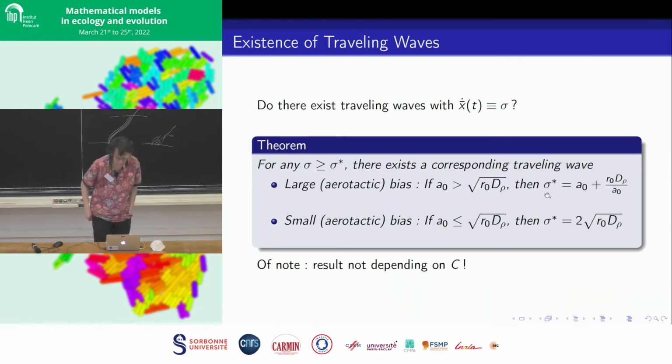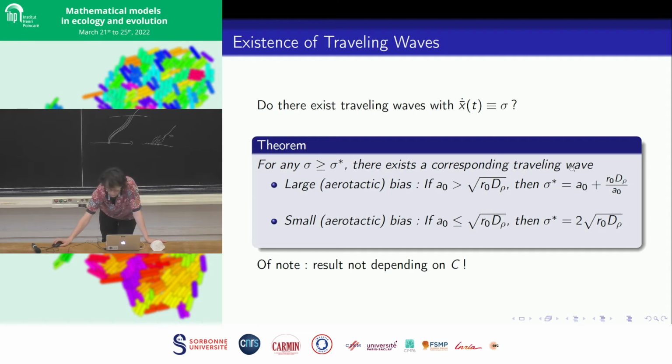Okay. And so the first question is, well, does this model exhibit a traveling wave solution? And the answer in short is yes. So there's a minimal velocity, and for every velocity larger than this velocity, you have a traveling wave. And we have an explicit formula for the minimal velocity. And there's essentially a dichotomy between what we call the large aerotactic bias case. So if A0, the advection speed, is larger than this threshold value, then you have that sigma star, the wave speed, is a combination of A0, R0 times D. So you have somehow a non-trivial combination between aerotaxis and cell division.